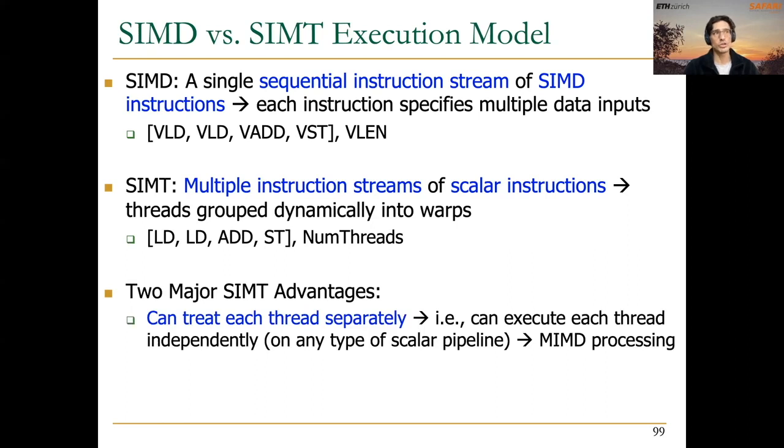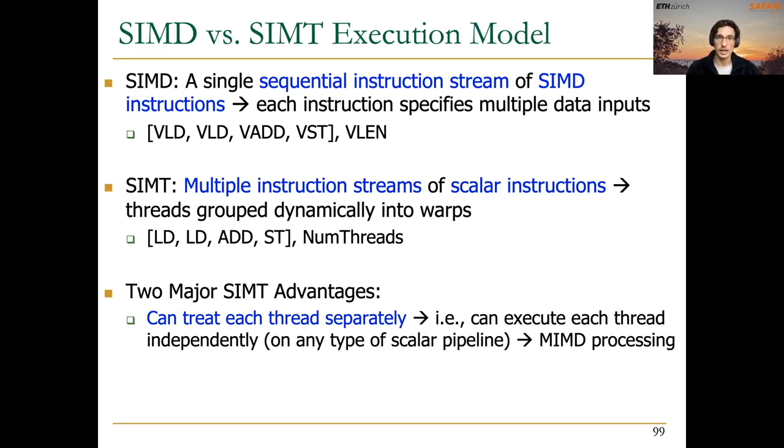There are two major advantages of SIMT. The first one is that we can treat each thread separately. I could write a program for a GPU with 100 threads, with each thread operating on completely different arrays, performing completely different operations and so on. And I could execute that on a GPU. Probably the performance will be terrible, but I can do it. And this is something that was not possible or very difficult to do in conventional SIMD processors.